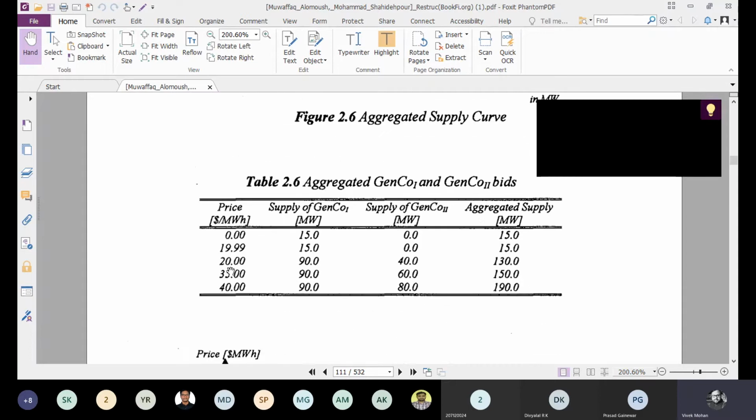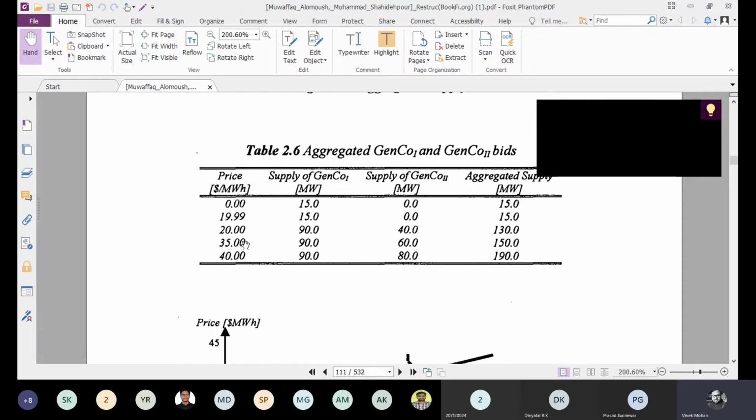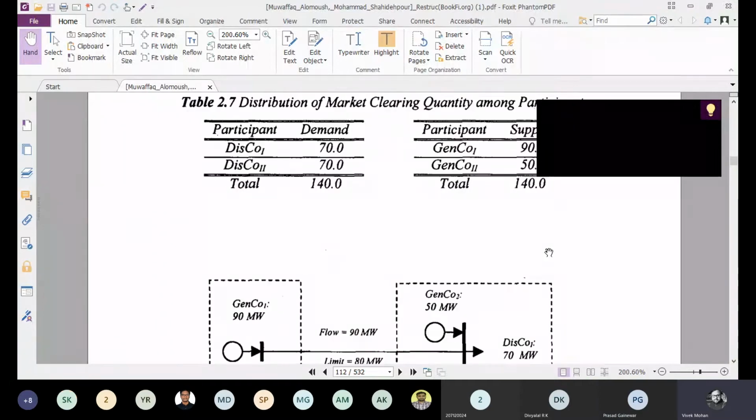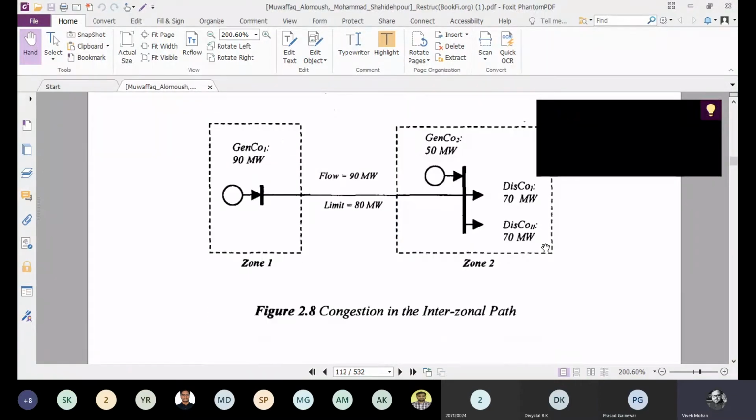You see here, suppose 27.5 is the price. Then what will happen? From Genco 1, what is the supply? From Genco 2, what is the supply? What is the total market clearing quantity? 140, right? So that has to be distributed among Genco 1 and Genco 2 based on the price. So what is the supply from Genco 1? 90 megawatts, because from 20 to 35, it should be 90.